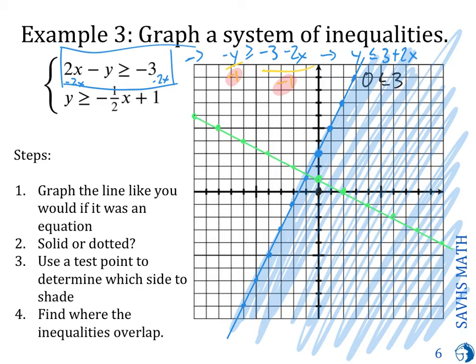Use a test value to determine what side of the graph to shade. So I'm going to put in 0, 0. So I get 0 is greater than or equal to 0 plus 1. So it says 0 is greater than or equal to 1. That is false. So I don't want to shade down here where the false stuff is. I need to shade on the other side, which is up here.